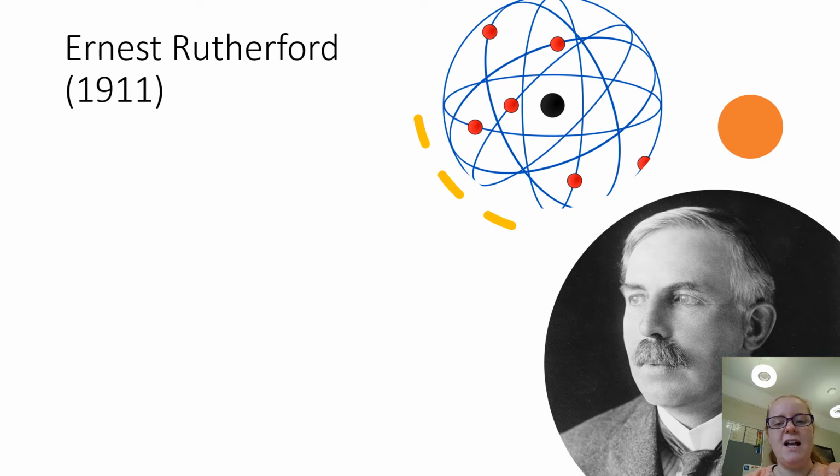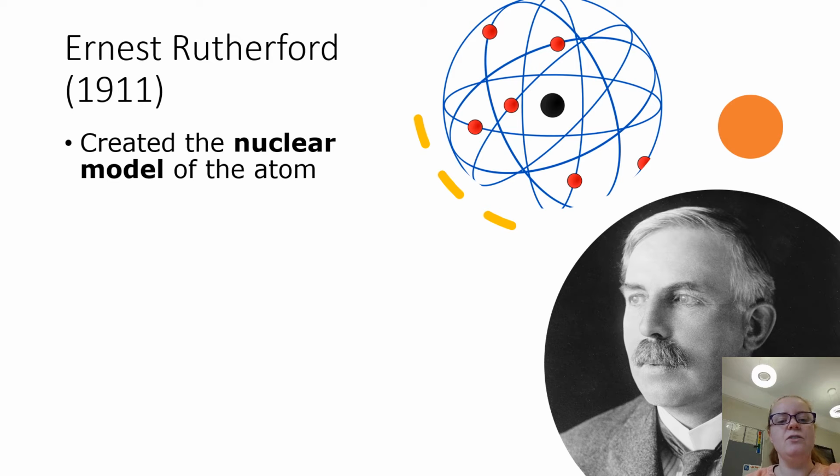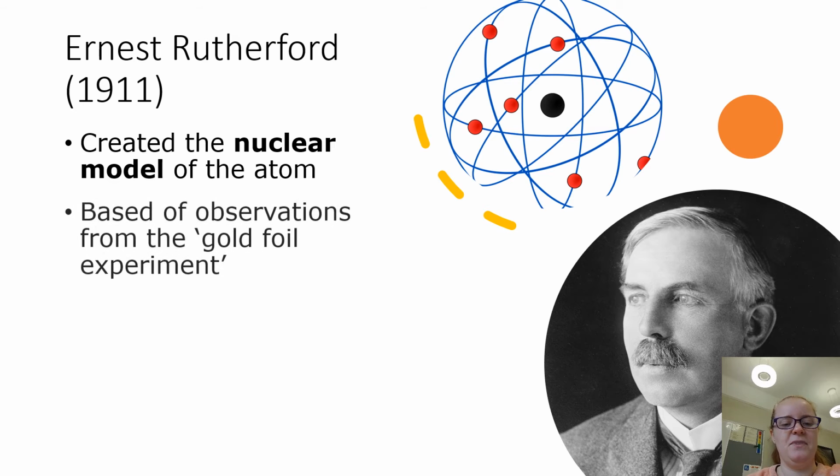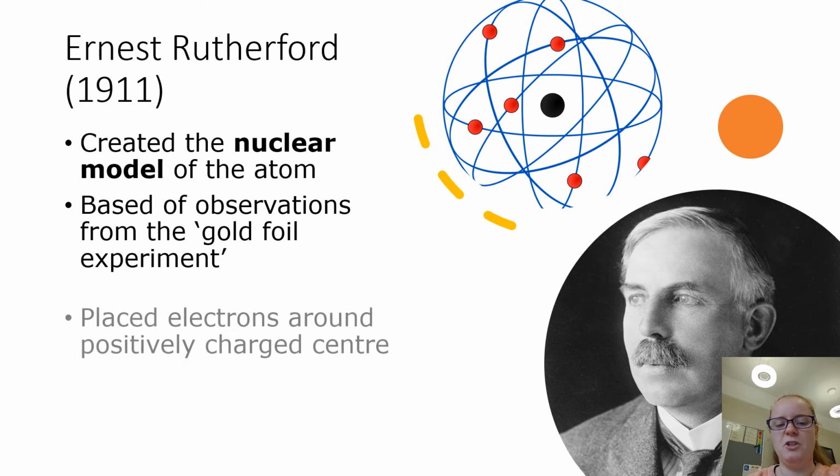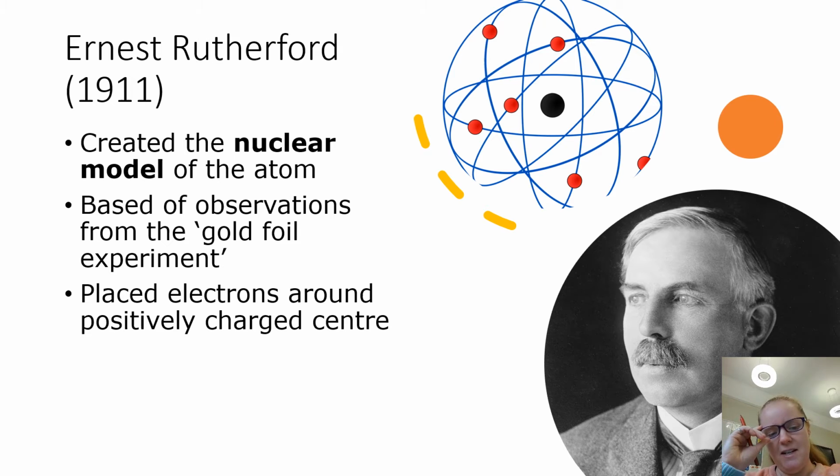A few years down the line, we have Ernest Rutherford. He created the nuclear model for the atom, which is the model that most of us are used to seeing on TV shows like The Big Bang Theory. He based this off of observations from his gold foil experiment, which we will talk about on the next slide. And he said that the electrons are placed around a positively charged center, that most of our atom here is actually empty space.